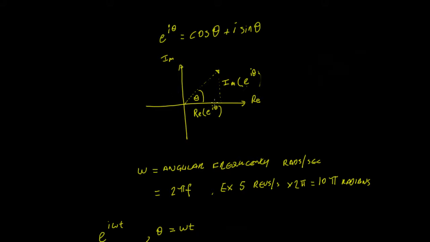So this would be the imaginary axis and this would be the real axis. That's the real part of e to the i theta, which is the cos theta, and this is the imaginary part of e to the i theta, which is the sin theta. And this phasor is rotating in the anti-clockwise direction, and that's the angle there that we've got, theta.